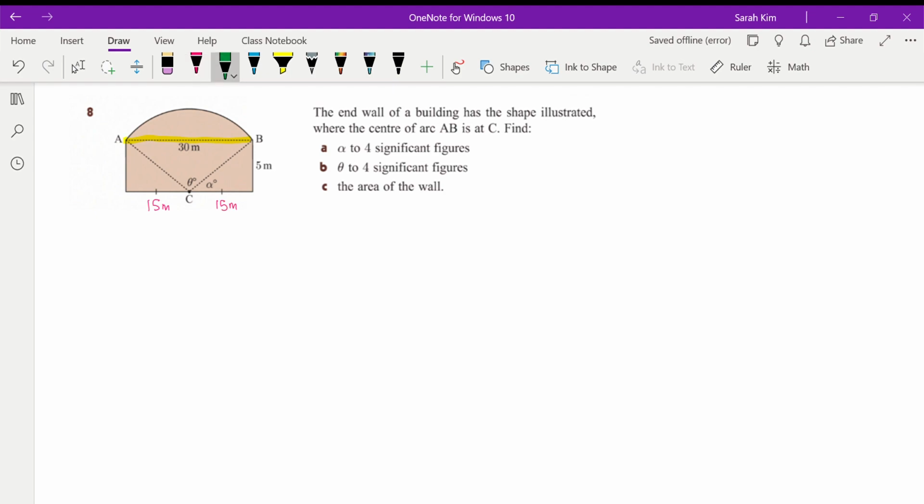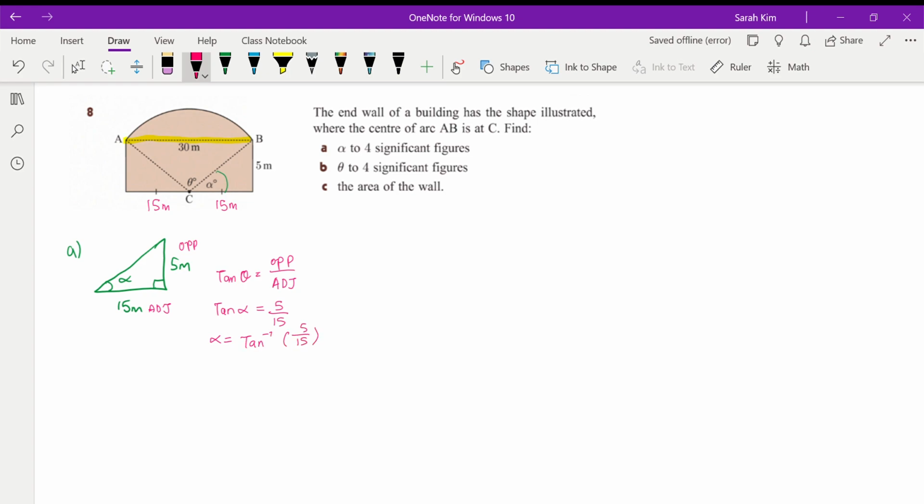So you need to find, first of all, alpha, to 4 significant figures. Alpha's over here, so that could probably just be used by the triangle. 5 metres, 15 metres, and I've got my alpha. So that should simply just be using trigonometric ratios, right? That's opposite of the angle, that's adjacent of the angle. So tan theta equals opposite over adjacent. So tan alpha equals opposite over adjacent. If I want to find alpha, I just inverse the tan.